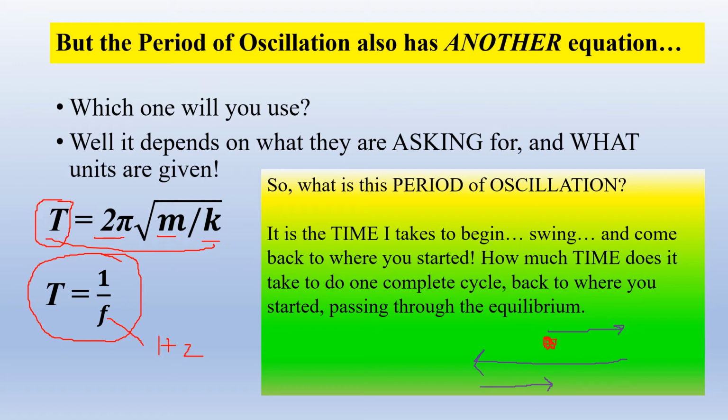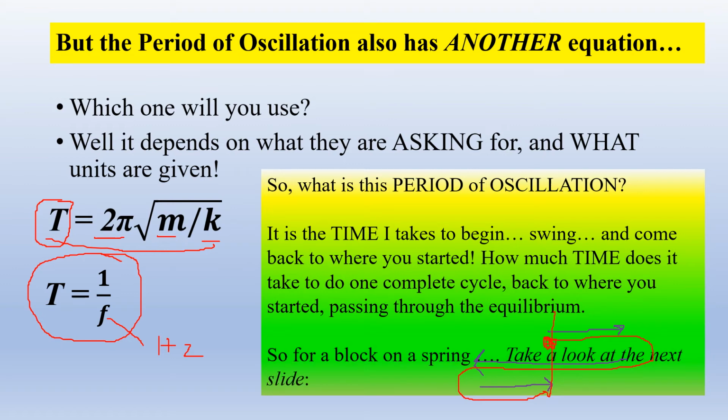This here represents one cycle, this way, all compressed and back to where you started. That is one cycle, that is the period. How long did it take to do this? How many seconds did it take to do it?